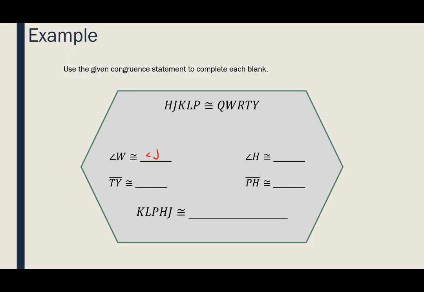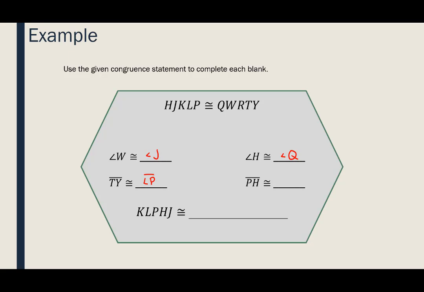Next angle we have is H. Well, H is in the first polygon, and he's in the first position. So he must be congruent to the first position of the second polygon. That would be Q. So angle H is congruent to angle Q. Let's try segments. Segment TY. I notice that TY is part of the second polygon, the last two positions. So those are going to be congruent to the last two positions of the first polygon, LP. So segment TY is congruent to segment LP.